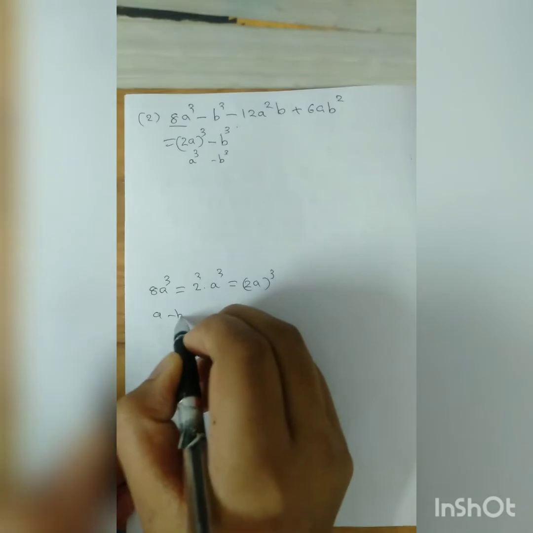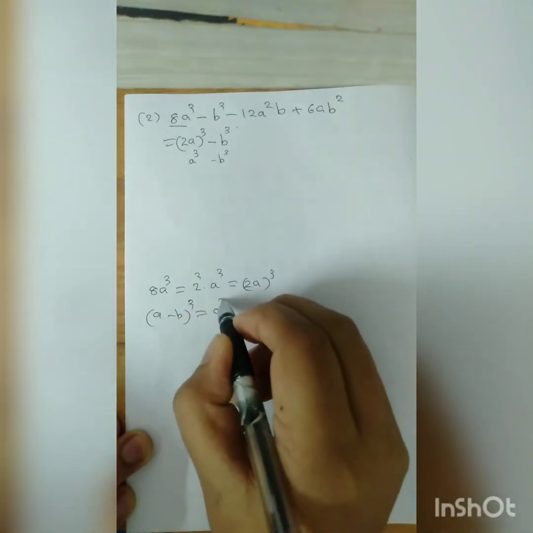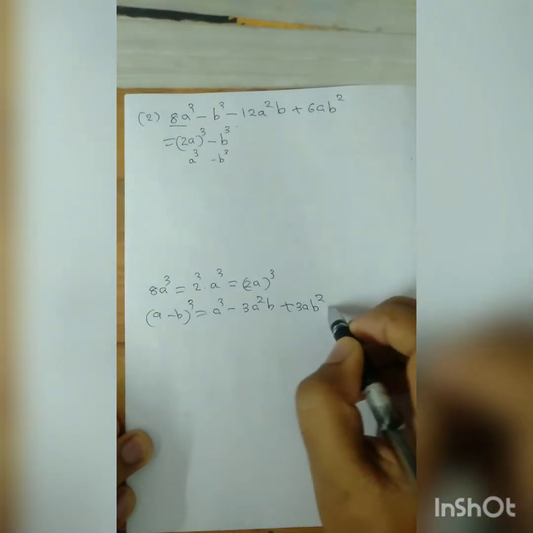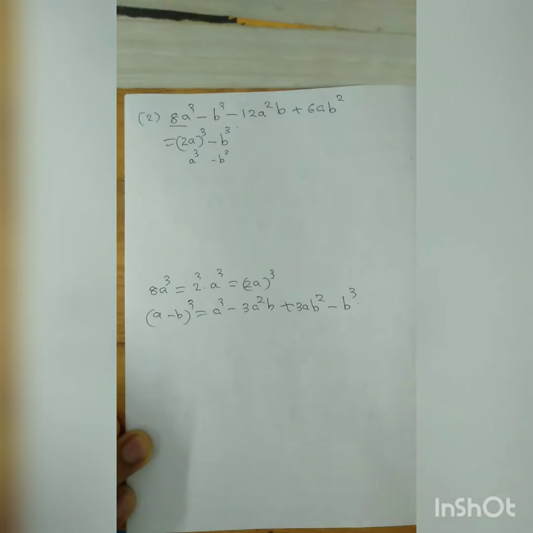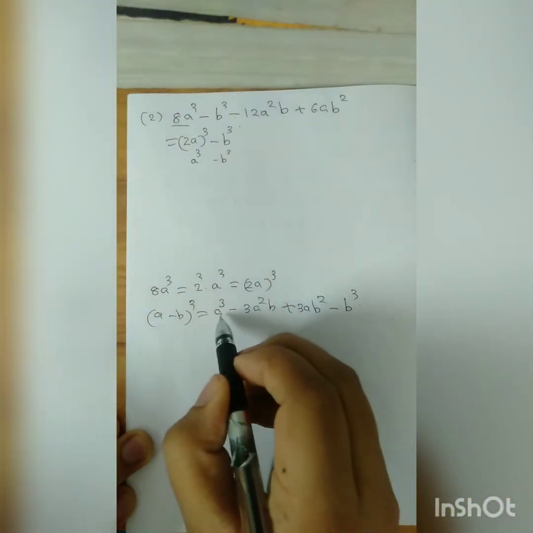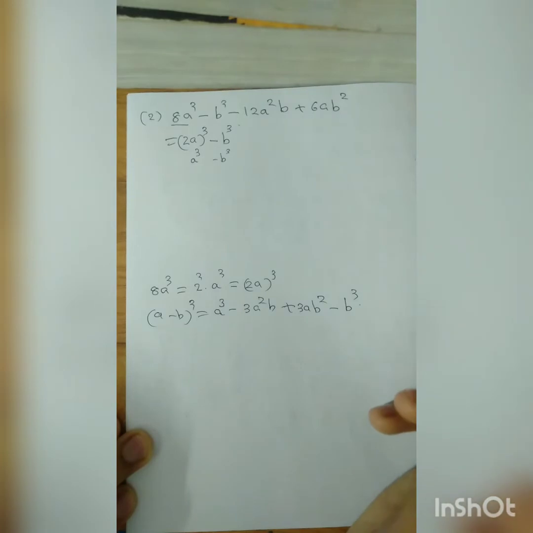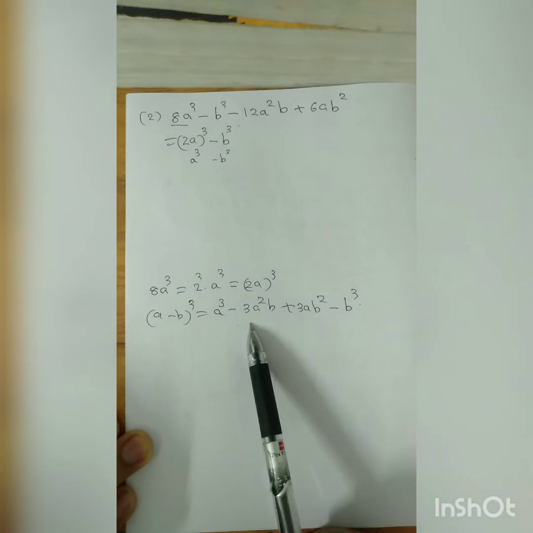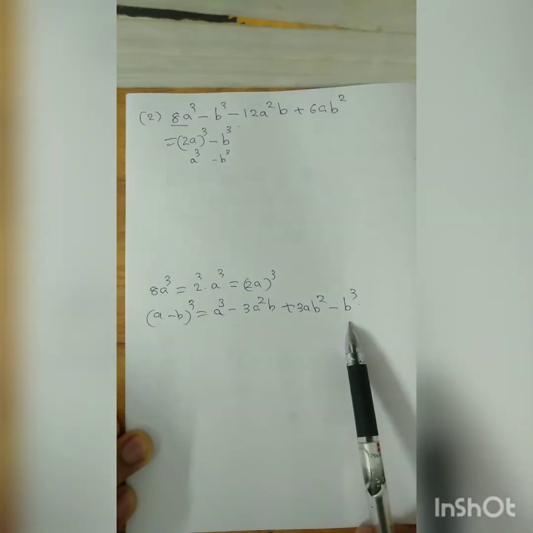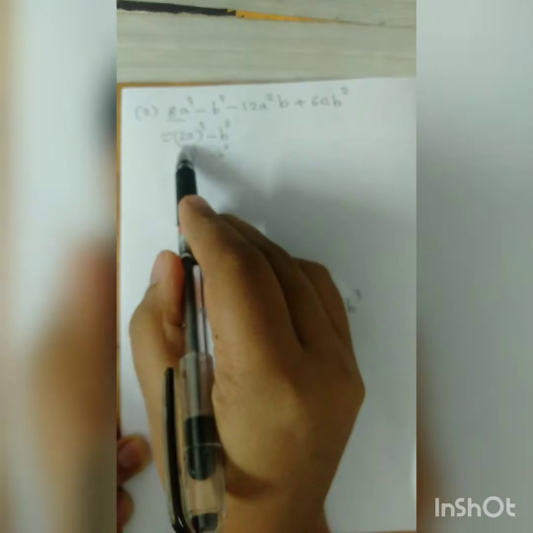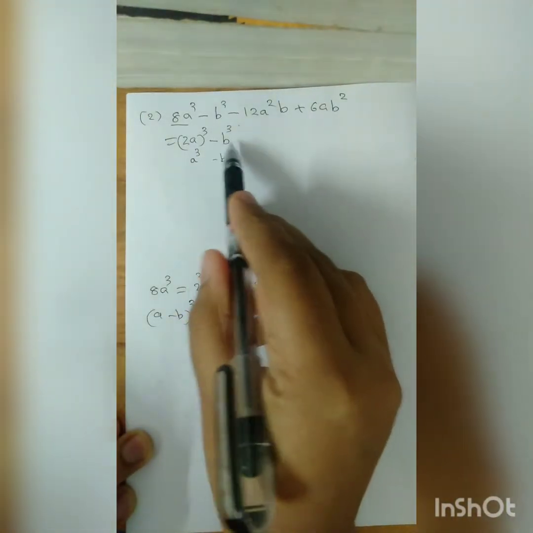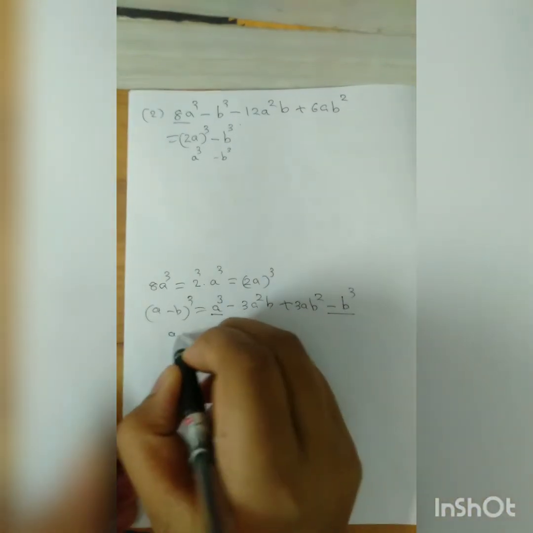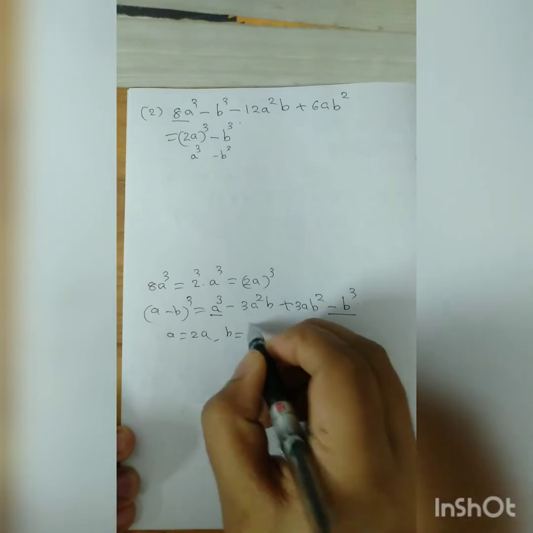We know that (a minus b) the whole cube is equal to a cube minus 3a square b plus 3ab square minus b cube. Here we convert this equation into the form a cube minus 3a square b plus 3ab square minus b cube. So a cube, that is (2a) cube, minus b cube. So here a is equal to 2a and b is equal to b.